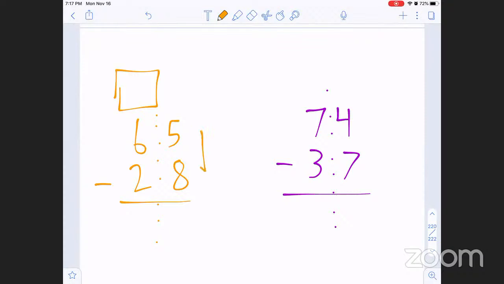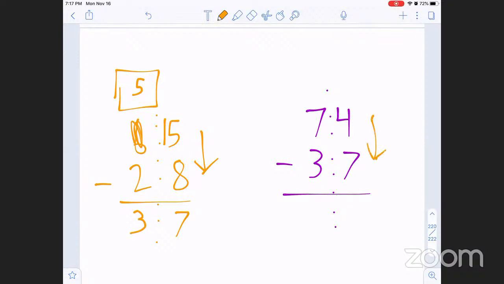So I can't do 5 minus 8. I need to borrow. So if I go up to my takeaway 1 box, 6 takeaway 1 is 5. That 1 I took away, I'm going to stick right there. 15 minus 8 is 7. And 5 minus 2 is 3. So we get 37.